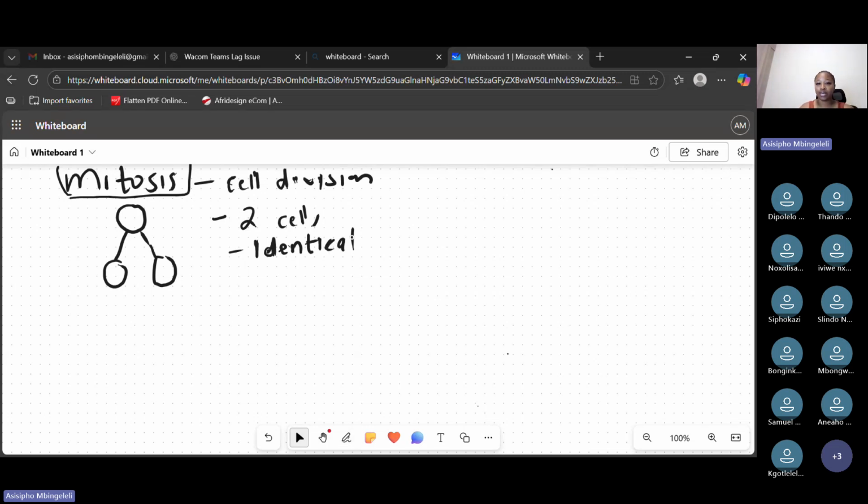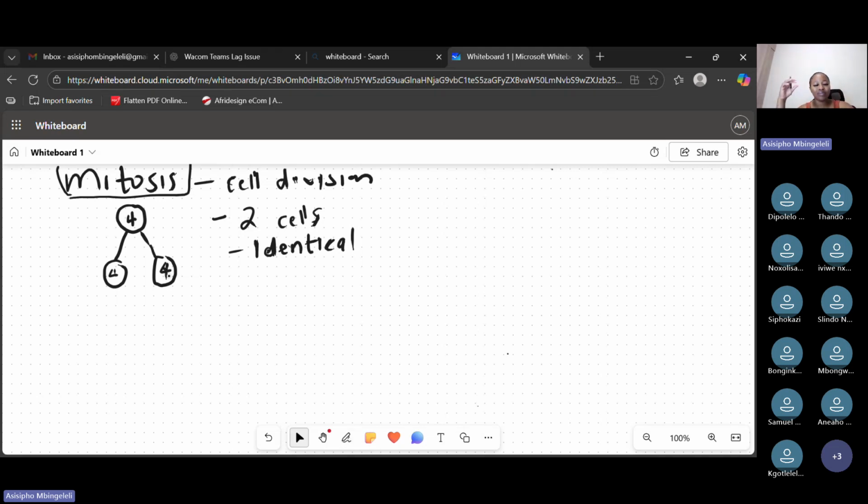So these two cells then become identical. Now, the question would be, how exactly will they become identical? If a cell has 4 chromosomes, this is the parent cell, the cell that is going to divide. When this cell divides, it will form two cells. Now, each of the two cells will also have 4 chromosomes.